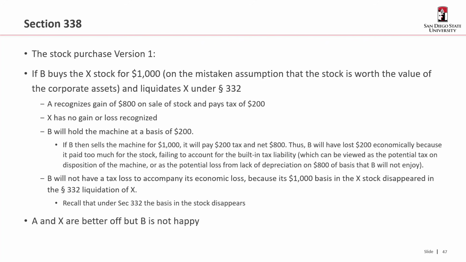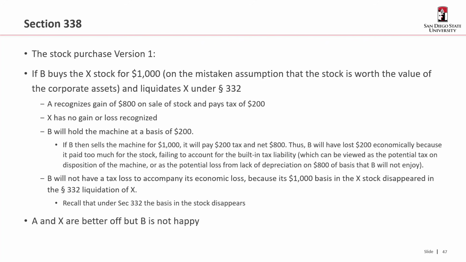So A recognizes a gain of $800 on the sale of stock and pays tax of $200. X has no gain or loss recognized. B will hold the machine at the basis of 200. So let's think about what happens. If B sells the machine, then it will pay $200 tax and net $800. Thus, B will have lost $200 economically because it paid too much for the stock.